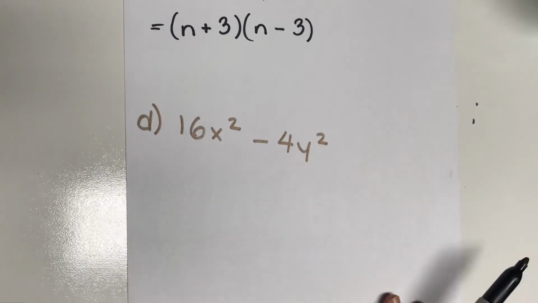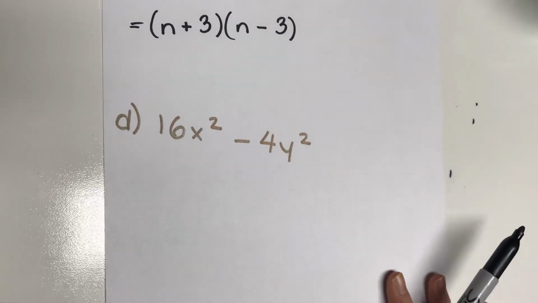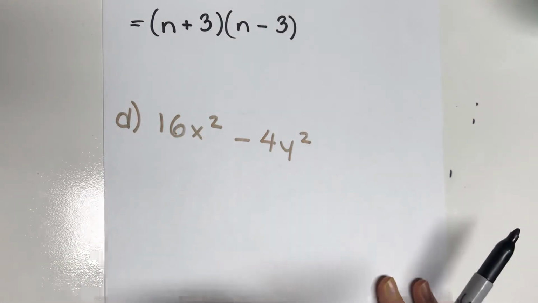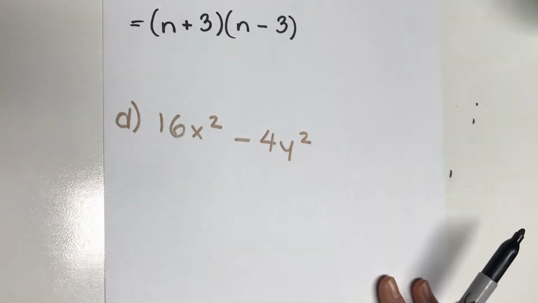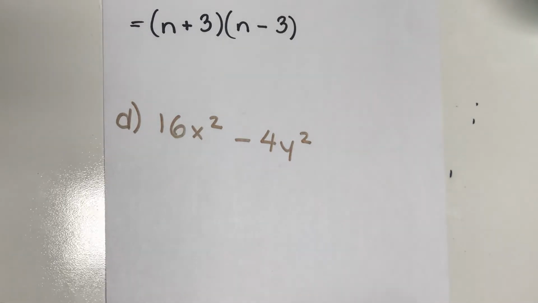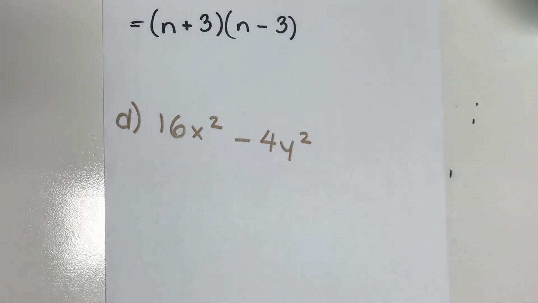Next example. So I have 16x squared minus 4y squared. So square number, square number, square number, square number. So I have a difference, subtraction of squares. If this was a plus sign, I couldn't do this. The only thing I could do would be to common factor. But in this case, because it's a difference of squares, I can factor more fully.